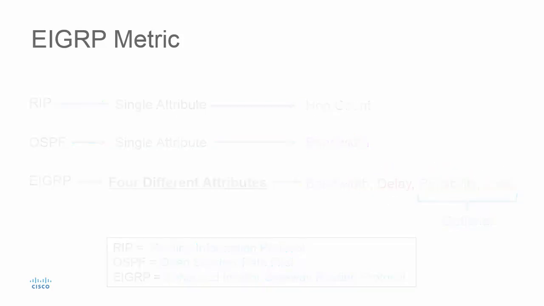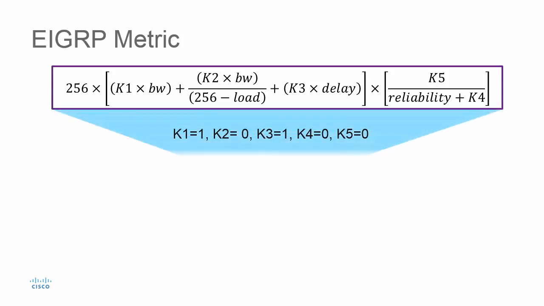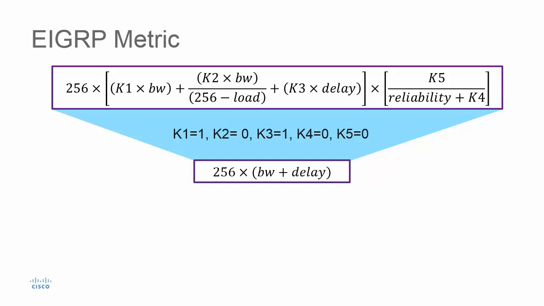Let's take a look at this formula to calculate the EIGRP metric. The formula consists of values K1 through K5, which are known as the EIGRP metric weights. By default, K1 and K3 are set to 1, and K2, K4, and K5 are set to 0. The result is that only the bandwidth and delay values are used in the computation of the default composite metric. So when using the default K values, the metric calculation simplifies to 256 times bandwidth plus delay.